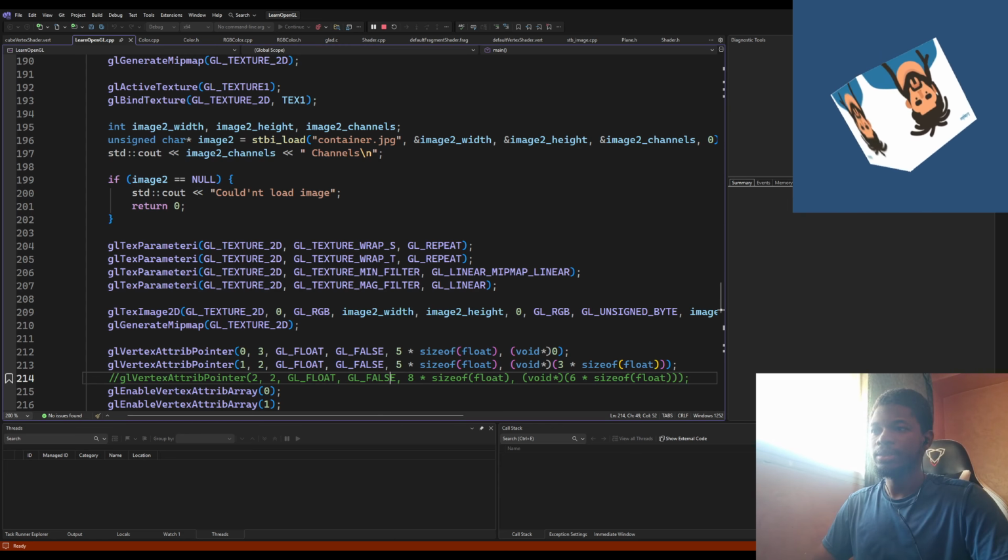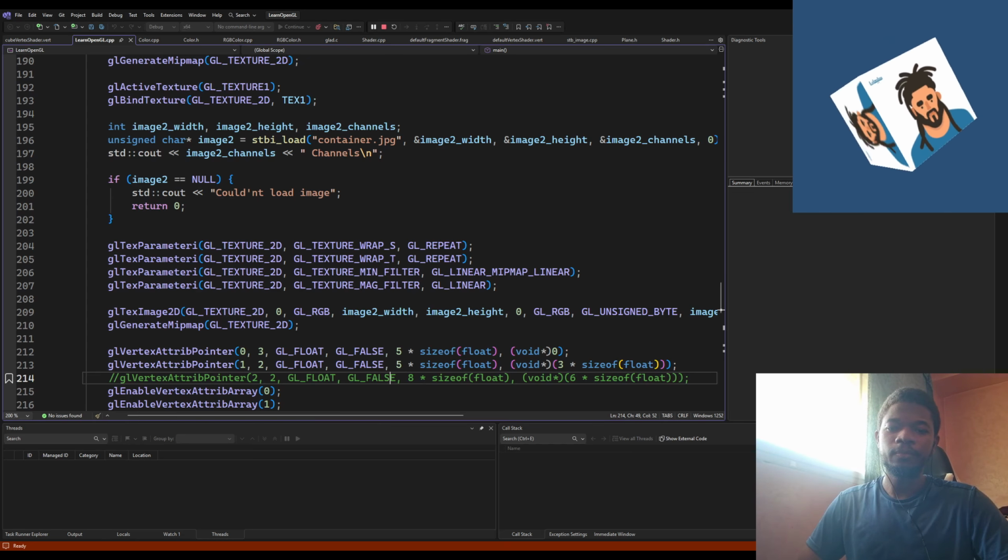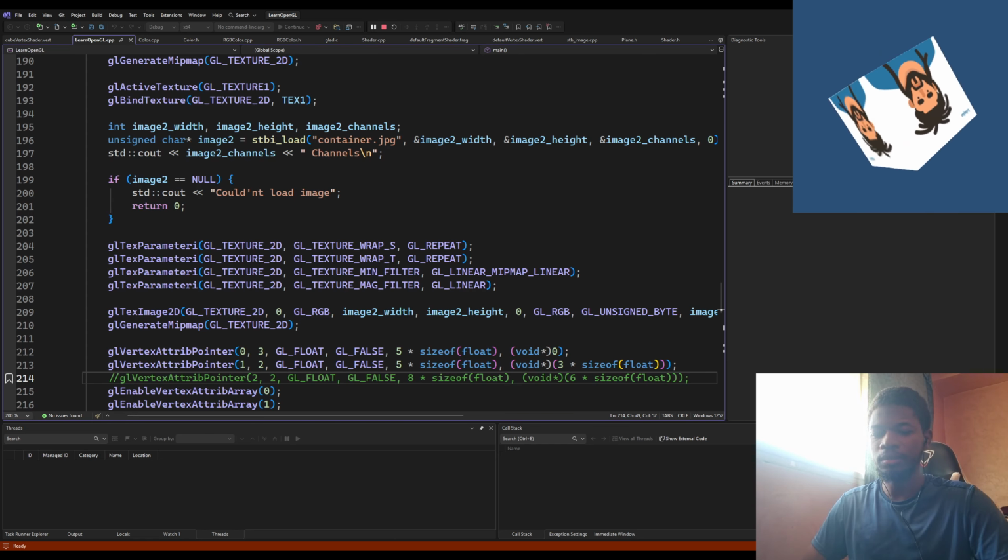So, earlier this year, I was trying to go into graphics programming with OpenGL. I was thinking, what am I going to even do with it? Am I going to make a game engine? What will be the end goal?